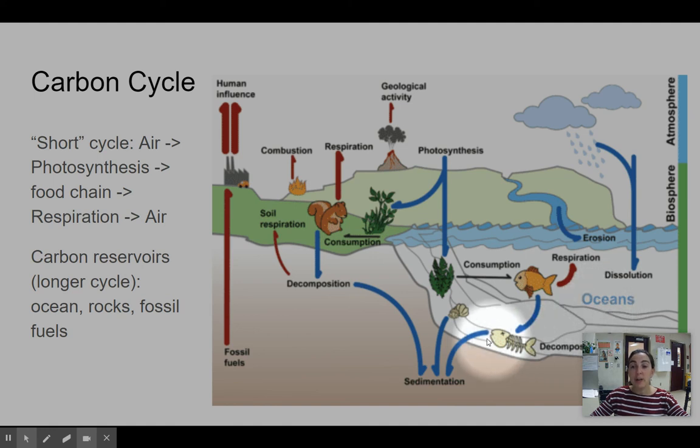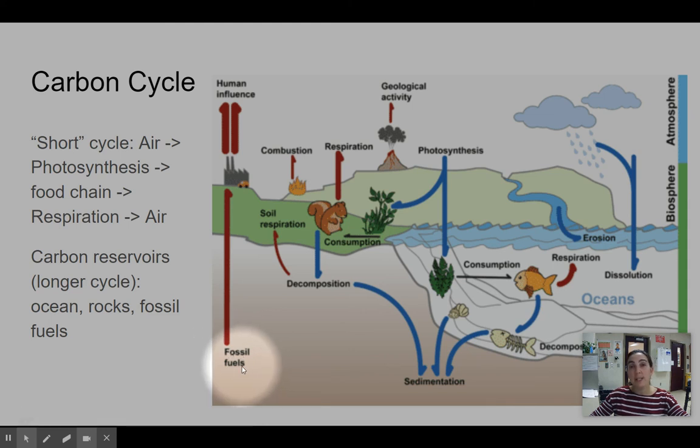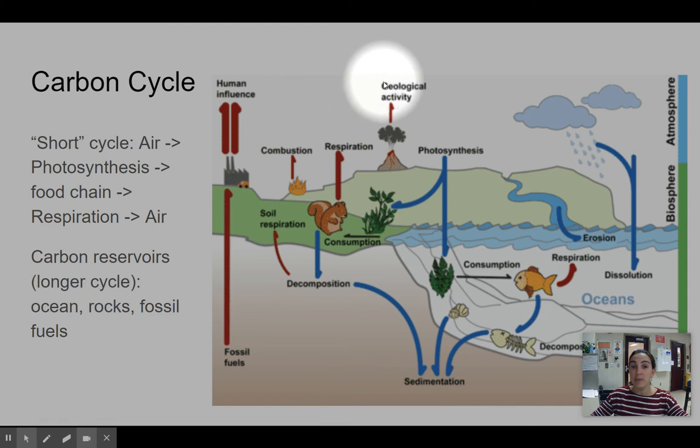Some of the carbon can also get turned into rocks through that process of sedimentation, or some of the living things that die can be turned into fossil fuels. Those are also places that carbon can be stored for a really long time. Eventually, it is still released back into the atmosphere through the burning of fossil fuels or geological activity or other processes like that. But that cycle takes a much, much longer time.